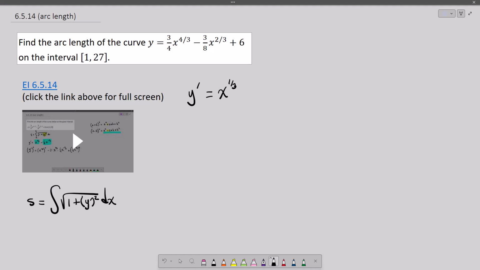Second term. The 2/3 comes down. And when the 2/3 comes down, we have a 3 in the top and the bottom, so the 3's cancel. 2 over 8 is 1/4. And when we subtract 1, we get negative 1/3, and then the derivative of 6 is 0. So there's the y prime.